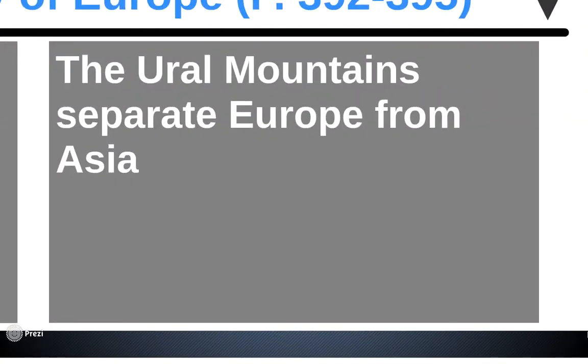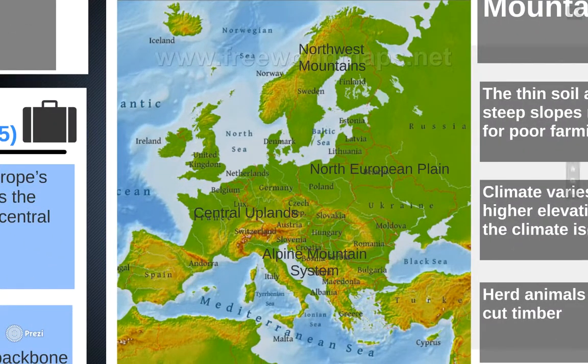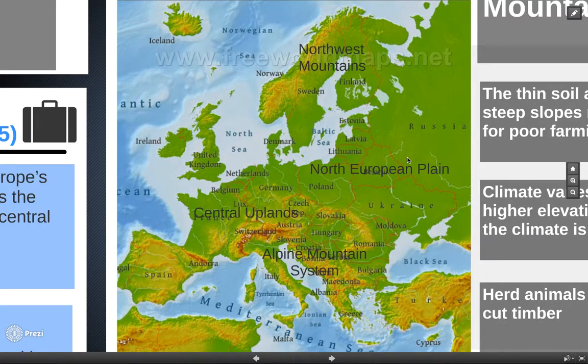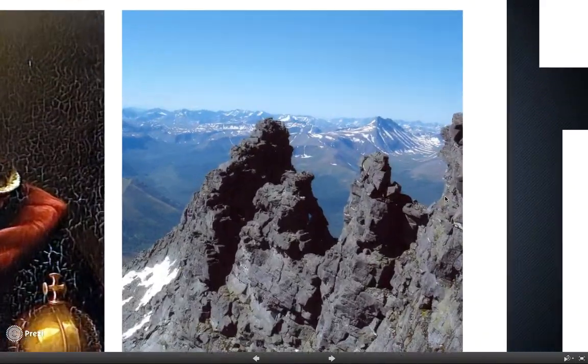The Ural Mountains separate Europe from Asia. So if we take a look at this map right here, the mountains are going to be right along here, and it separates Europe from Asia and right here along Russia. So here's a picture of what these mountains look like.